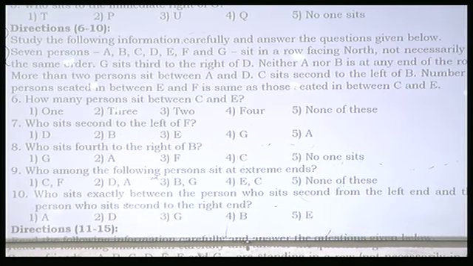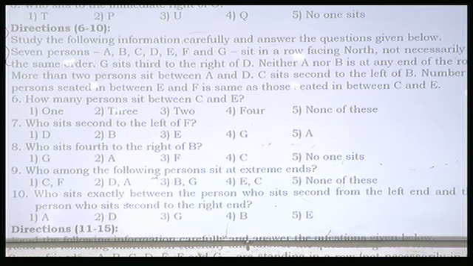Study the following information carefully. How many persons are there? 7 persons, A, B, C, D, E, F, G, sitting in a row facing north, not necessarily in the same order. Now see here. In this one, the new notation clearly given this time is: the number of persons in between A and C is equal to the number of persons in between B and D.